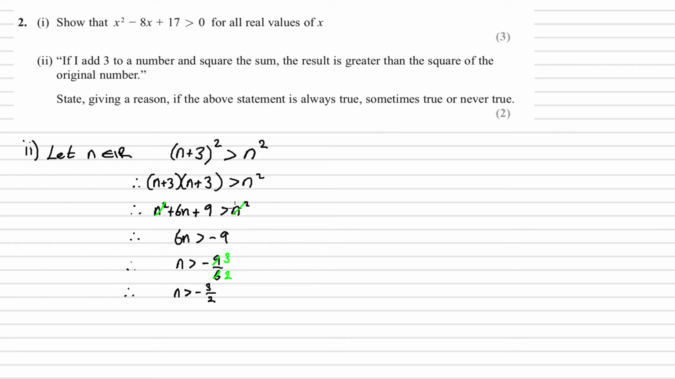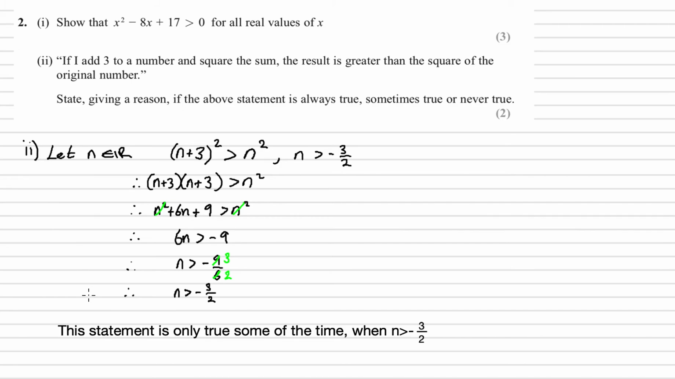So for this statement to hold true, n must be greater than minus 3 over 2. So I can add that little statement in there. For this to be true, we have to satisfy this condition here. So I'm just going to finish off with my closing statement. This statement is only true some of the time, when n is greater than minus 3 over 2. And you can try it out. You can substitute values for n on your calculator, and you will find that this will be the case.